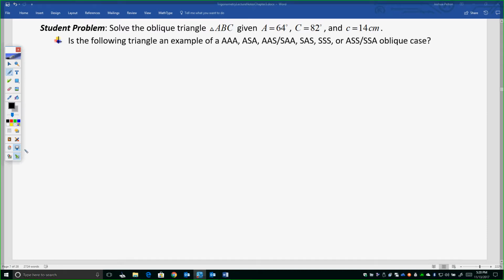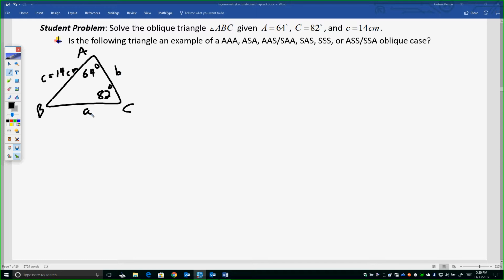Okay, for the student problem, this is pretty consistent that the diagram will not be given. So draw an arbitrary ABC triangle where the angles are capital and the sides are lowercase. So we know this is the 64 degrees, and we know the C is the 82 degrees, and we know side C is 14 centimeters. So we do not know B, and we do not know A.